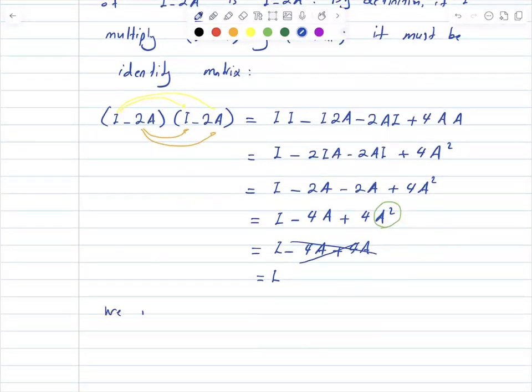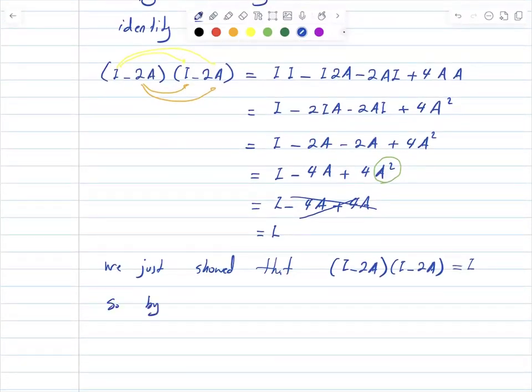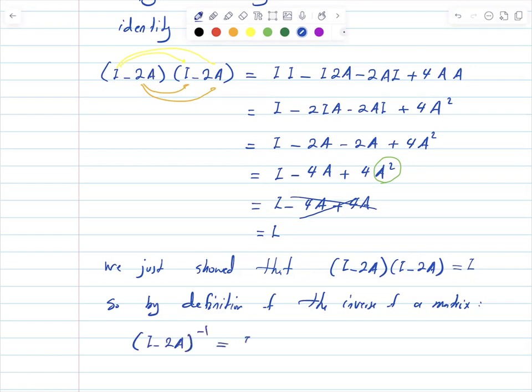We just showed that I minus 2A multiplied by I minus 2A is equal to the identity matrix. So by definition of the inverse of a matrix, the inverse of I minus 2A is equal to I minus 2A. So these are nice proofs, a nice property that you can use to prove different statements.